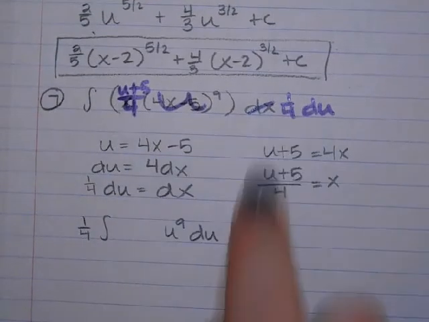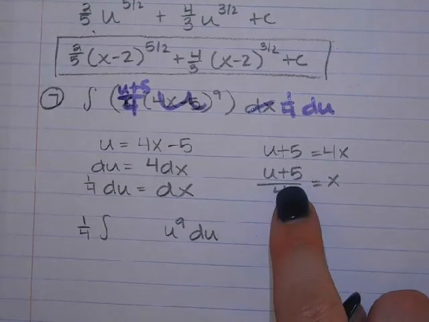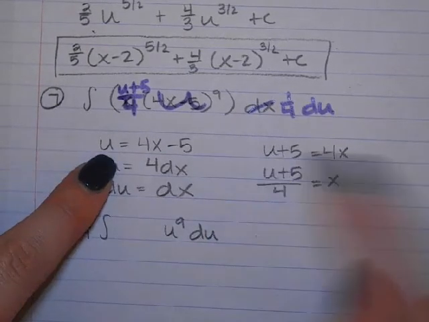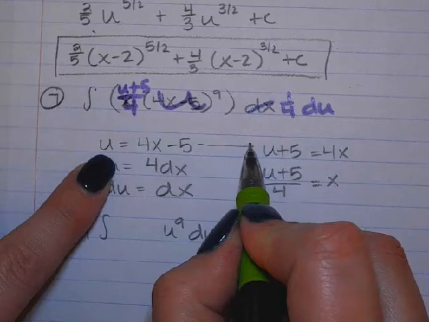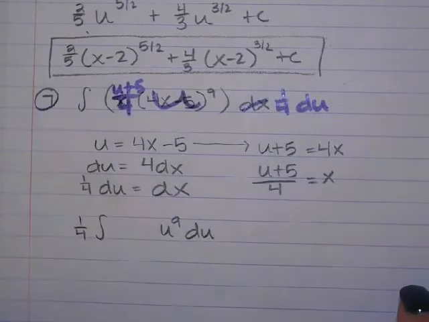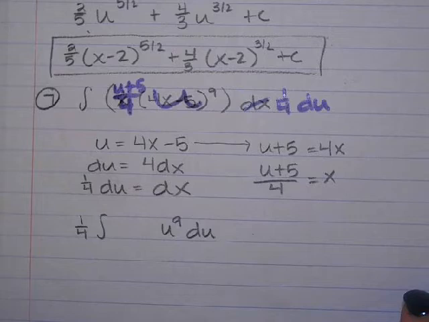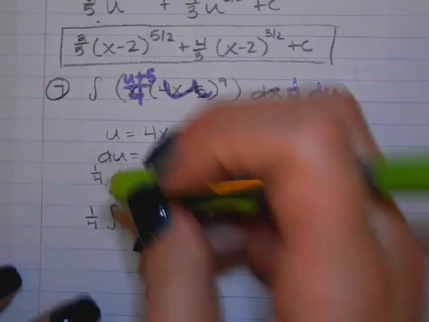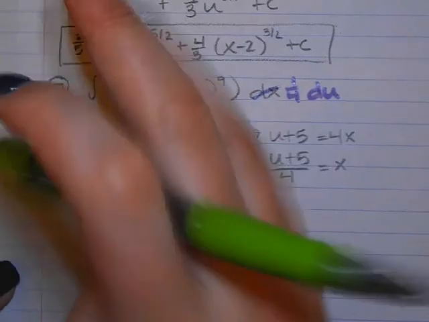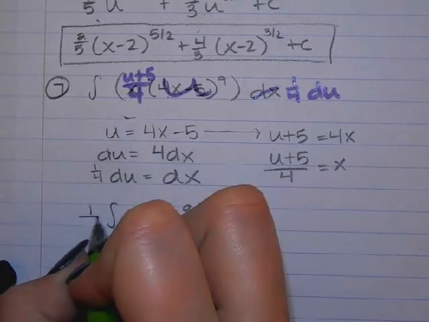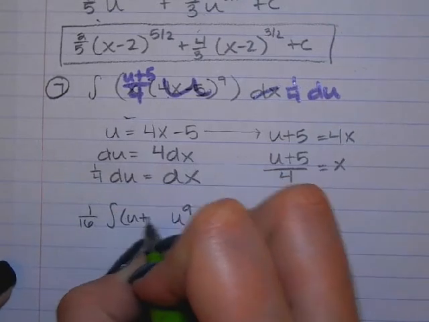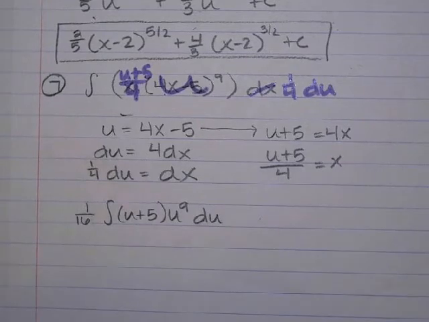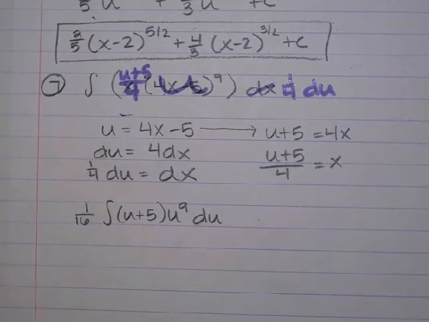Where did you get u plus 5 equals 4x? All I did is I took this and I added the 5 over. I went from here over to here and then I went down. You have to divide that by 4 again. So what I might do is take the 1/4 here and the 1/4 there and make it 1/16 in the front. Are you guys cool with that? That way we don't have to multiply by 4. Okay, so then that's what we have. Cool?